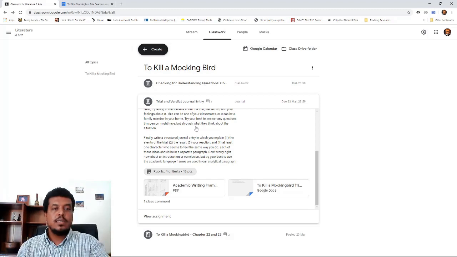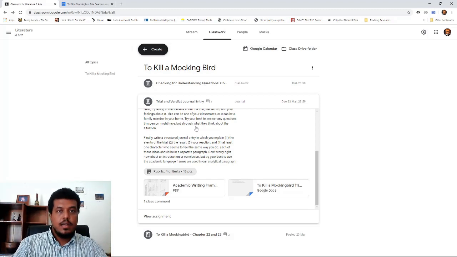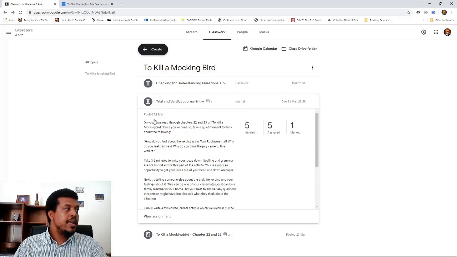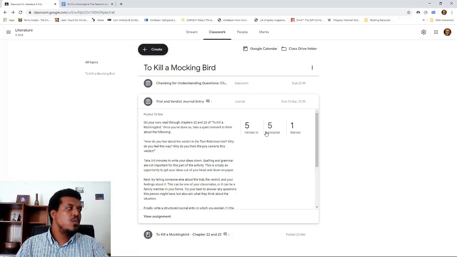But let's talk about the journal entry, and then we'll talk about the classwork that's available for us today. Sound good? Great. Our journal entry is posted on March 23rd. As you can see, I can see how many of us handed them in. 5, that's 3 more than the amount that handed them in before, so thank you. But we've still got 5 people who are basically just not tuning in, not interested.